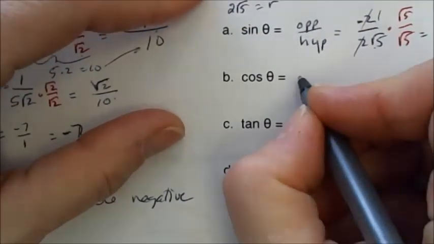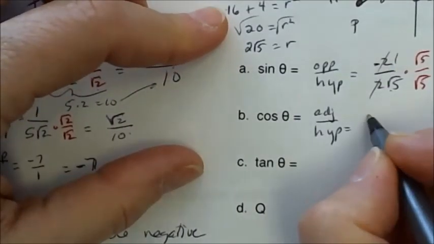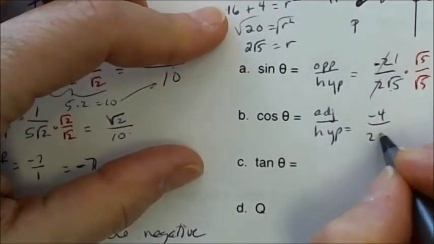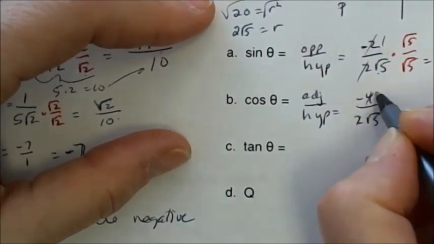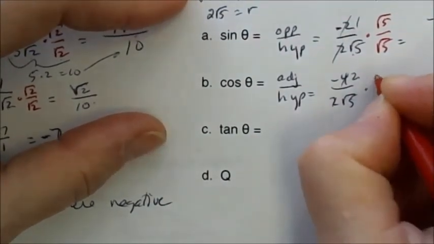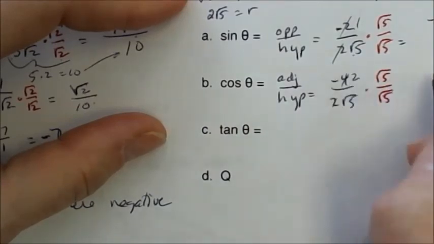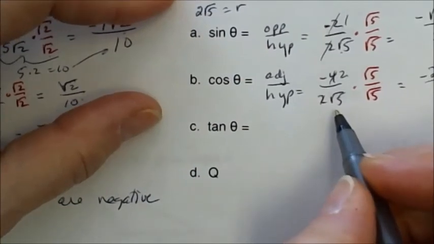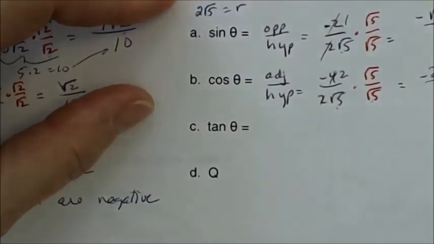The cosine is the adjacent over the hypotenuse. Well, the adjacent side is negative 4. The hypotenuse is 2 square root of 5. Well, 4 over 2 reduces down to 2 over 1. And the square root of 5 has to be rationalized, multiply by the square root of 5 over the square root of 5. Negative 2 times the square root of 5 is negative 2 square root of 5. Square root of 5 times square root of 5 is just 5.